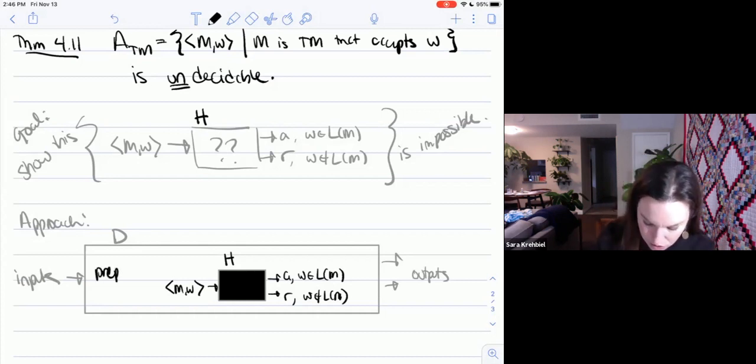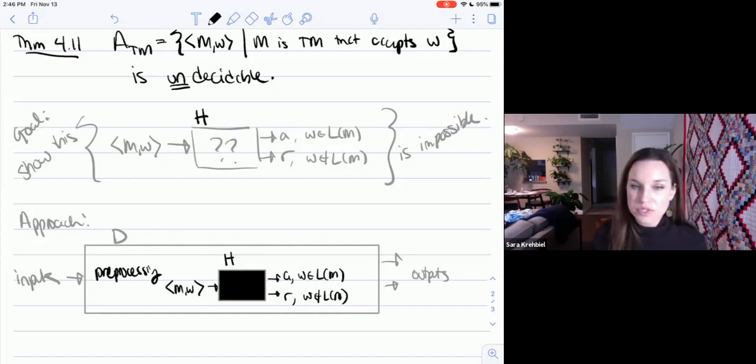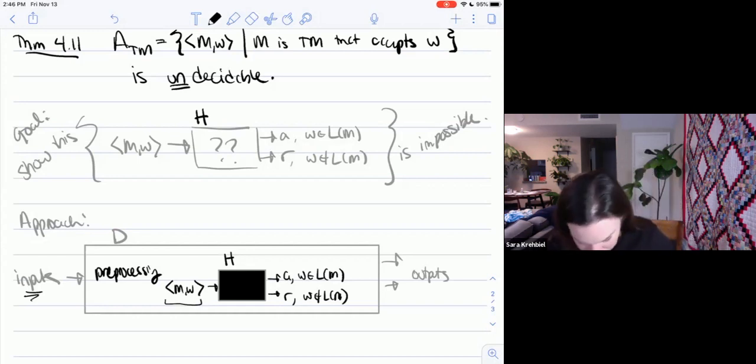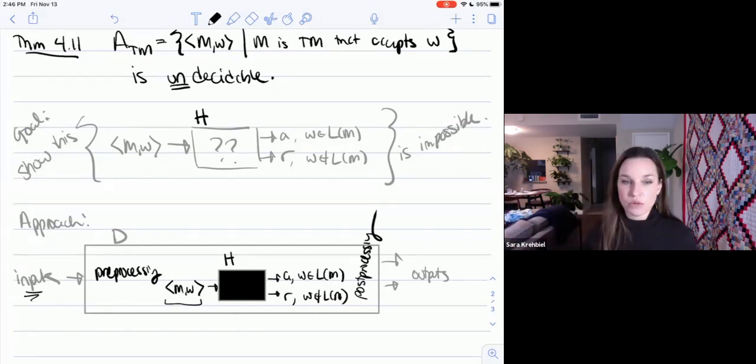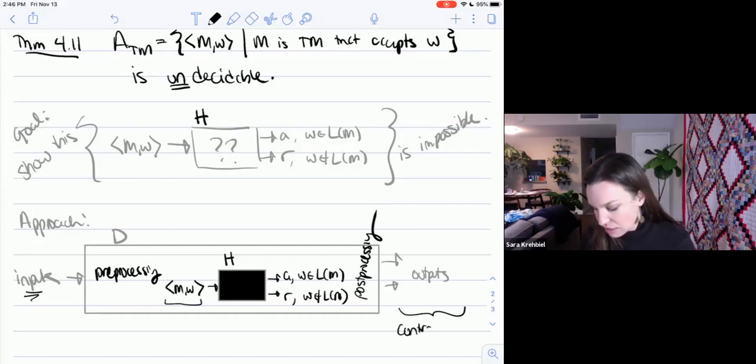And so D will do some pre-processing where it decides, based on its inputs, what M and W it wants to pass into H. And then it will also do some post-processing to decide how it wants to convert the H outputs to its own outputs. And what we want to say is that somehow the thing that D has to output, based on how we've constructed it, is going to be a contradiction.